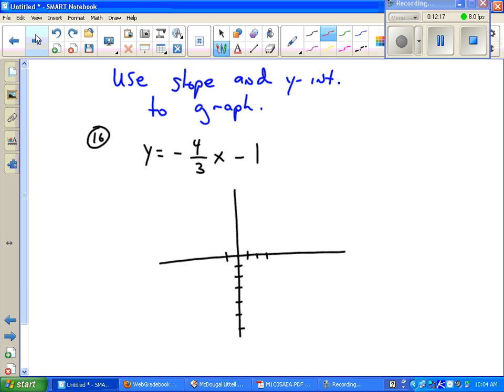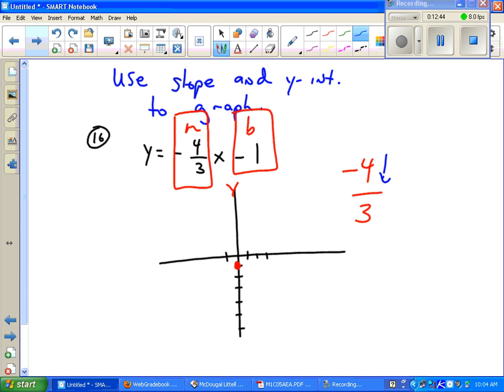Number 16, use a slope and y-intercept to graph y equals -4/3x minus 1. It's in y equals mx plus b form, so m's value is -4/3, b's value is -1. B tells you where to begin. Your y-axis tells you to begin at -1. Slope is -4/3, tells you to go up or down. The first number's negative, so it tells you to go down. The bottom number's positive, tells you to go to the right. So from -1, where you begin, go down 1, 2, 3, 4 times, and to the right 1, 2, 3 times for your second point. Once you have your second point, do your best to draw a straight line through them. Better than I can on this screen.